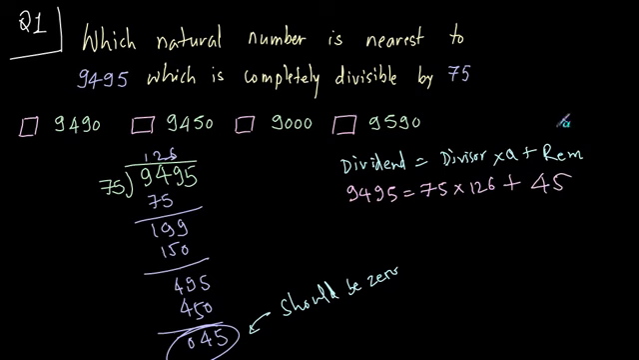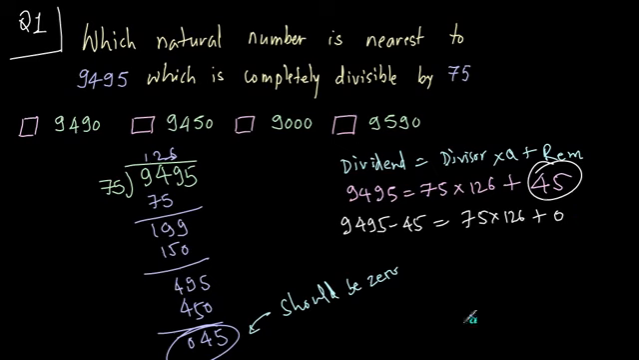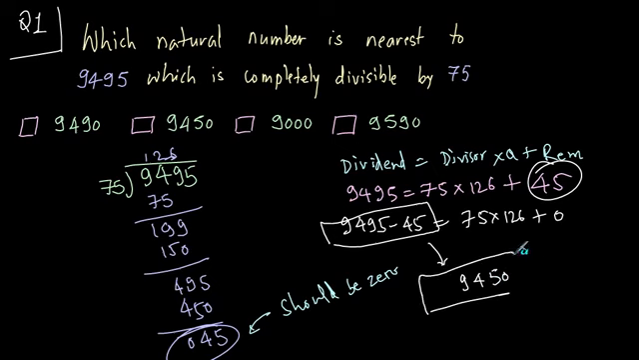Now as I've told you that had this number been divisible by 75, this remainder should have been 0. To make this 0, let's subtract 45 from both sides, from both left hand side and the right hand side. So 9495 minus 45 is equal to 75 into 126 plus 0. Now this number will be divisible by 75 because the remainder is 0 here according to our equation. So 9495 minus 45 would give you 9450. So the correct option here is option B, 9490.